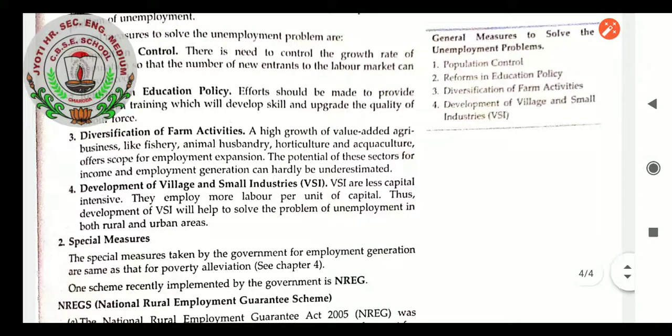Development of village and small scale industries, definitely by education, can be done. Village and small scale industries are less capital intensive, so what we can do is give them a source of understanding where they can start with small capital any type of activity or business which can give them income. They employ more labor per unit of capital, thus development of village and small industries will help to solve the problems of unemployment in both rural and urban areas.